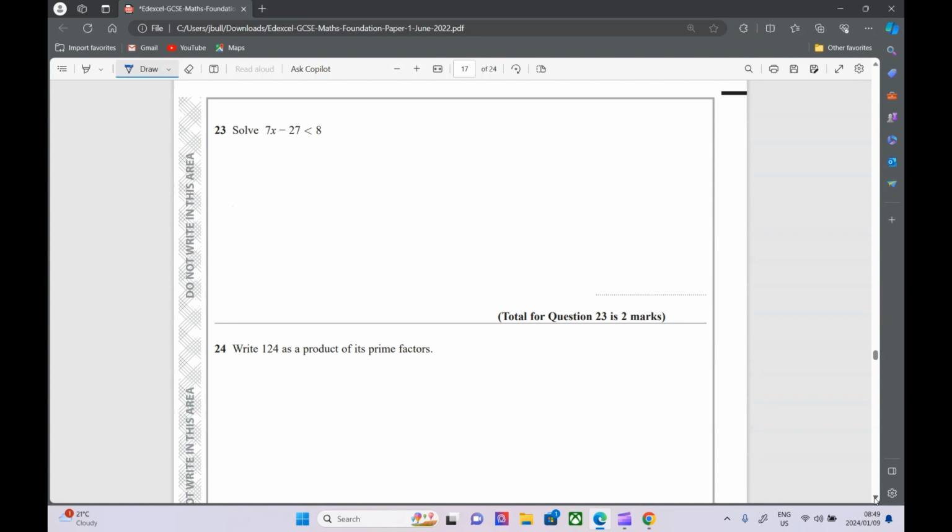Okay, question 23, we've got an algebra question. So they say, solve this inequality. Okay, so it doesn't matter that it's got the inequality sign. All you've got to do with a question like this is try to get all your x's on one side and all your numbers on the other side.